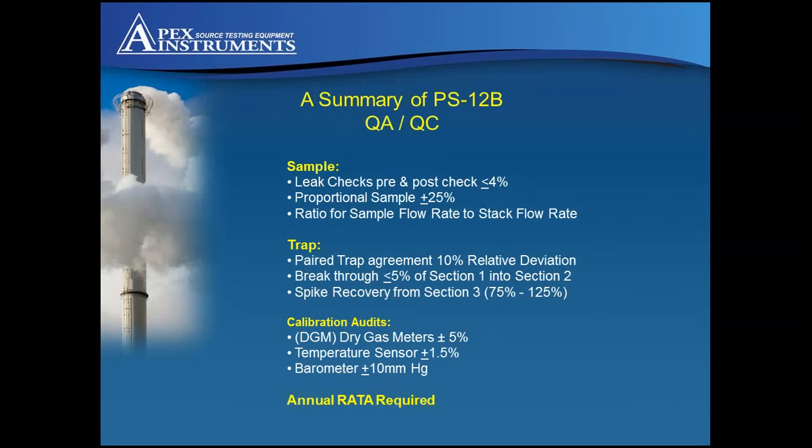Right through the section of Section 2, spike recovery, 75 to 125%. Calibration audits, your dry gas meters, 5% of the reference point, temperature sensors, 1.5%, and barometer, plus or minus 10%. Annual RATA, and we talked about the annual RATA is required.